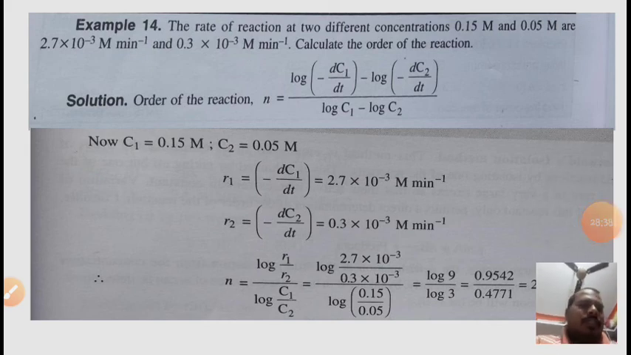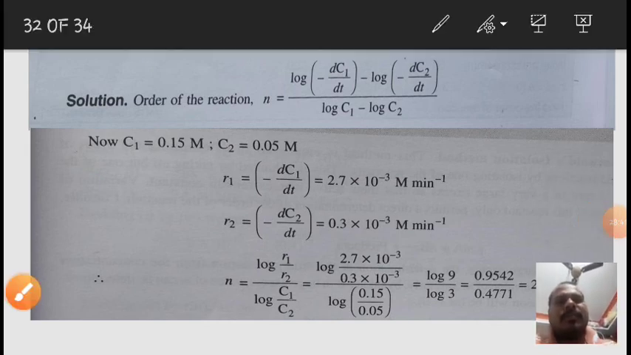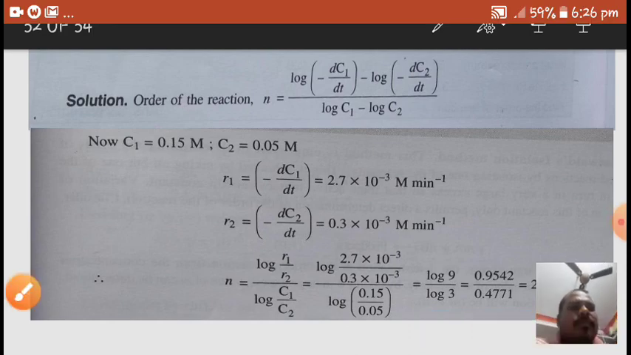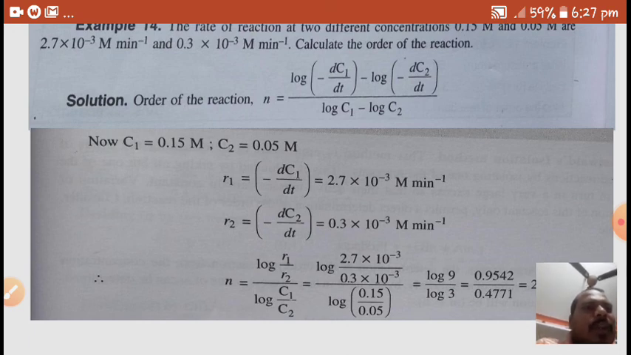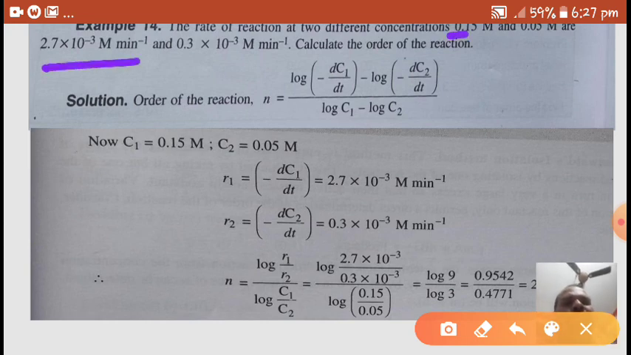Let us solve this example. The rates of a reaction at two different concentrations, 0.15 molarity and 0.05 molarity, are given. At 0.15 molarity, the rate of the reaction is 2.7 into 10 to the power minus 3 molarity per minute, and at 0.05 molarity, the rate is given as well. Calculate the order of the reaction.